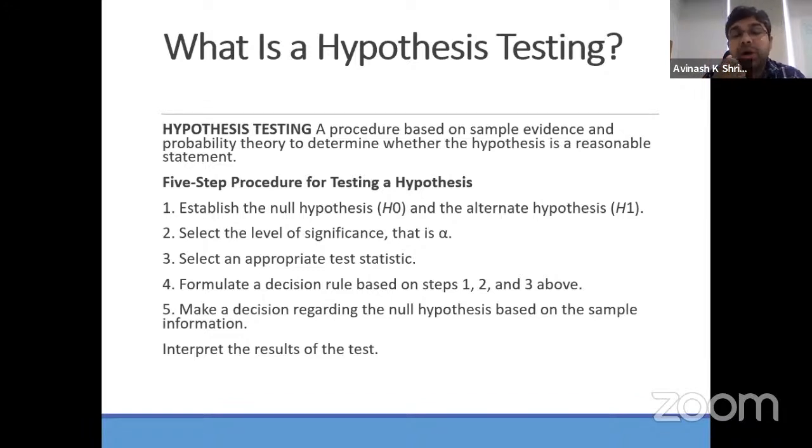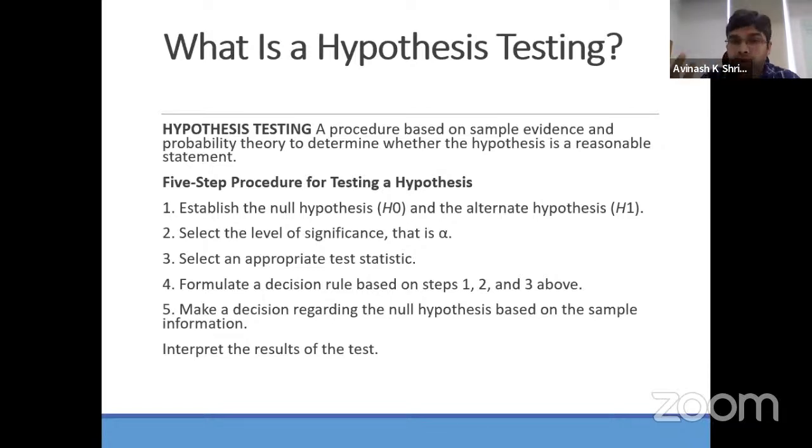These benchmarked values are coming from a table. There are multiple tables. For Z, there is a table called the normal table. For T, there is a T table, then there is an F table, a chi-square table. There are some benchmarked values which are already there in the literature, and we have to compare them. And after comparing, we come to a conclusion.